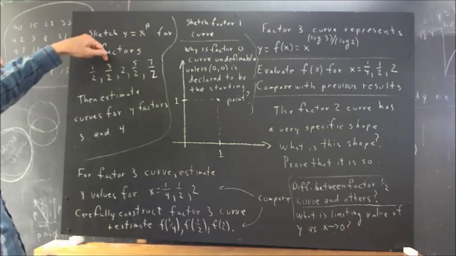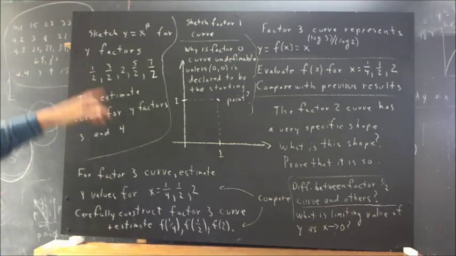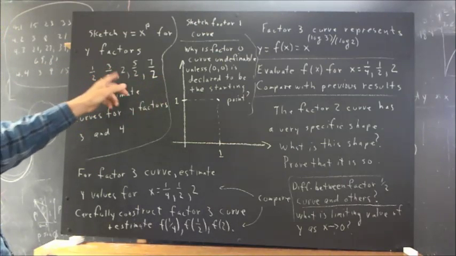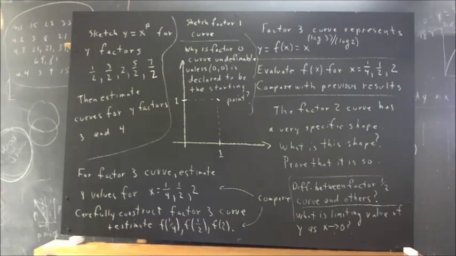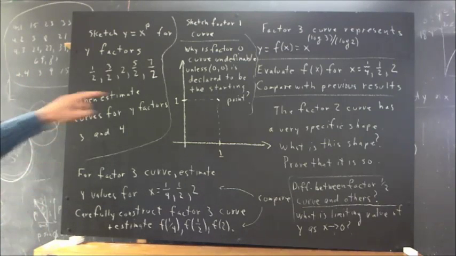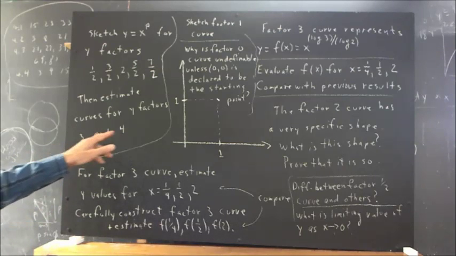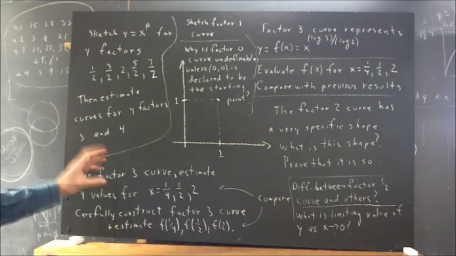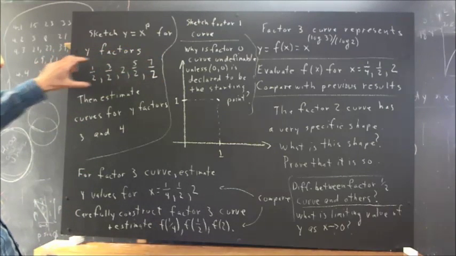Now you've already constructed the graphs for 3/2 and 5/2, so you can reconstruct those, but then do the graphs for 1/2, 2, and 7/2 as well. So you can see how these various curves relate. And then I want you to estimate the curves for y factors 3 and 4. Okay? Y factor 3 and y factor 4. I don't want you to construct those. I want you to estimate them based on the picture you have that shows these 5 curves.